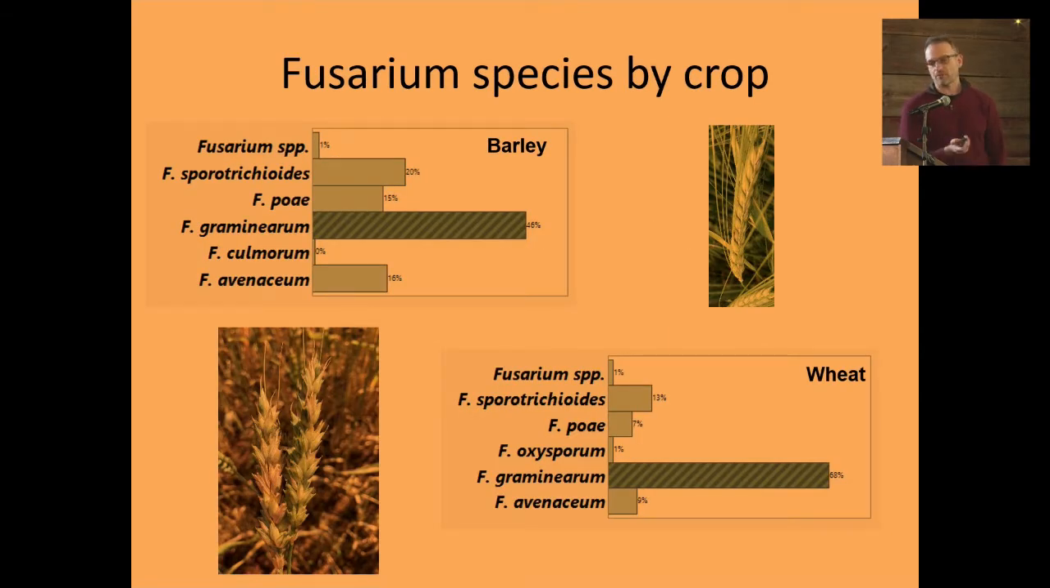So what species did we find by crop? Well, the most abundant species in both of the crops, wheat and barley, was Fusarium graminearum. And the populations were actually relatively similar. Second most abundant was Fusarium sporotrichioides, and the third most abundant was Fusarium avenaceum for both. And we also saw Fusarium poae popping up a lot.